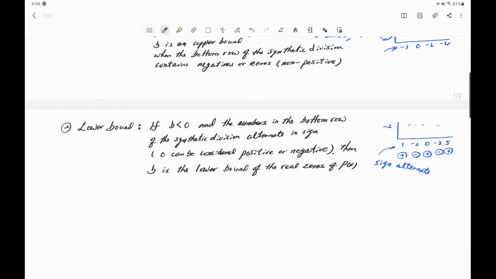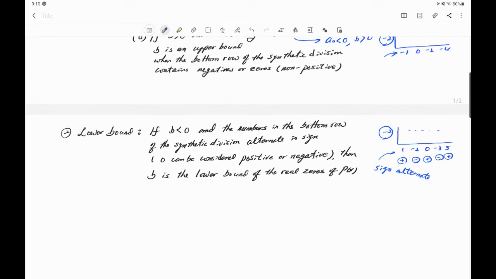To find the lower bound, it comes from the negative number. If b is negative and the last row of the synthetic division alternates sign, then this is the lower bound. Negative 2 is the lower bound.